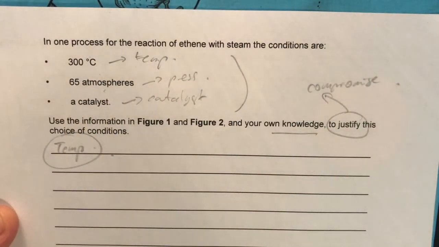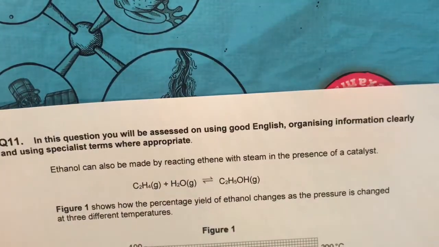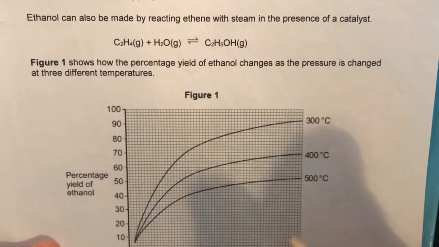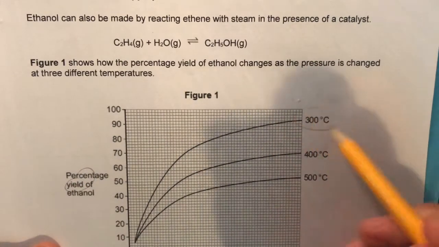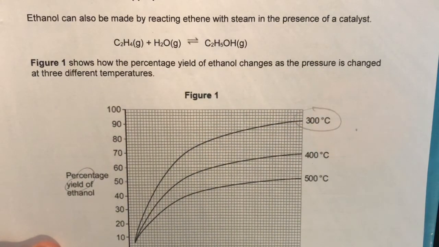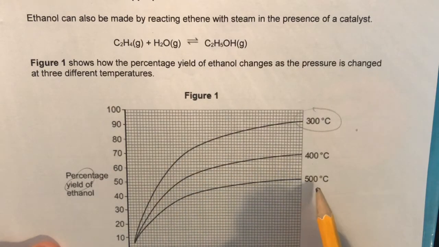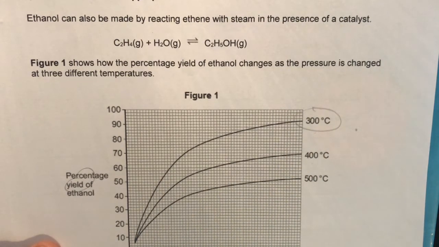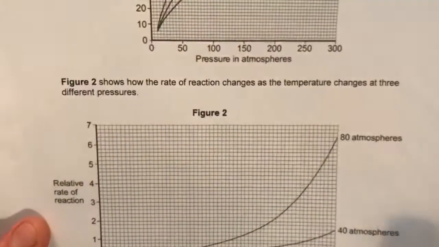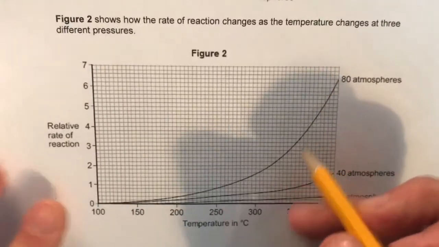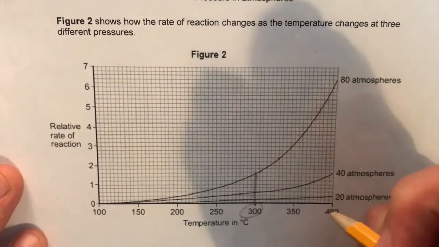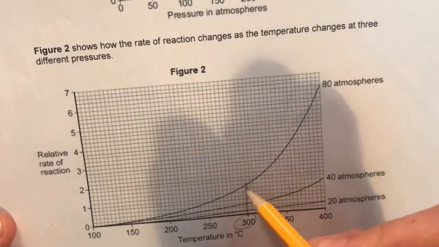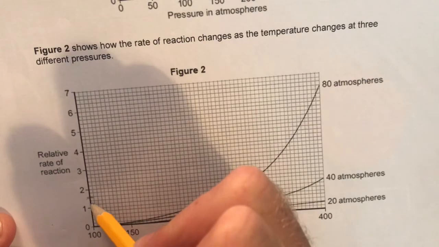Temperature. Right, 300 degrees, eh? Let's have a look at the temperature situation. So, according to the graphs, when we're looking at the yield, 300 degrees looks excellent because it gives the highest yield. So basically, the lower the temperature, the higher the yield. Okay. What does it do to the rate? Well, let's have a look here. At 300, aren't we? So 300 is here. Okay, so the relative rate of reaction is looking like it's 1.6. All right.